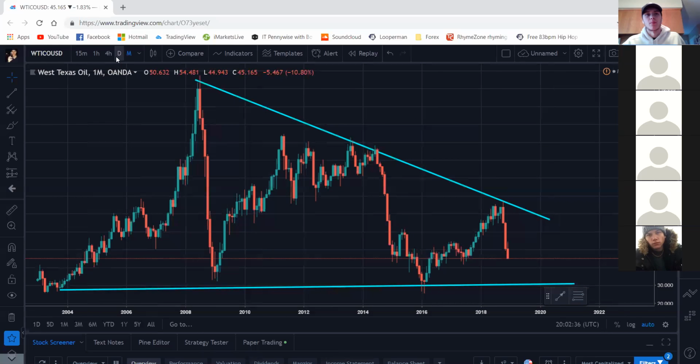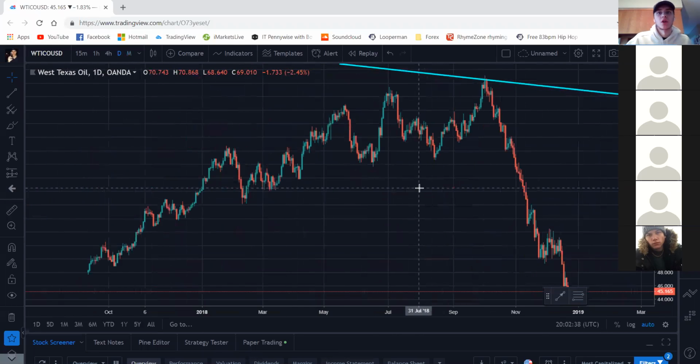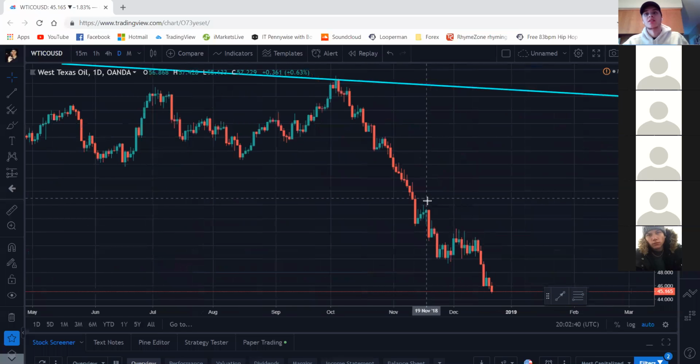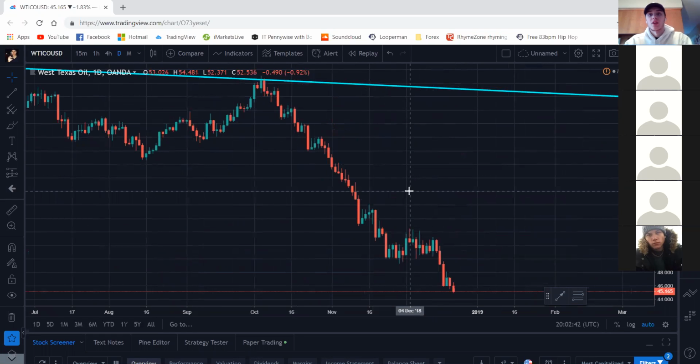So this is the first thing I just want to talk about today. We're going to take a look at the oil chart again, and this is the daily chart, and obviously it's been going very heavily downwards, and these do not move like normal currency pairs. They don't move like crypto. They move a lot differently, and we can make and lose a lot of money in these.